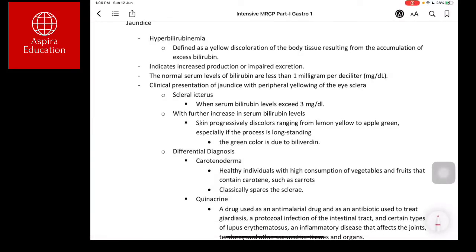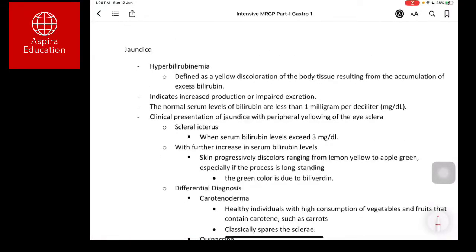Visible, okay. So jaundice, in common terms, is known as hyperbilirubinemia in technical terms. It is defined as yellow discoloration of the body tissue resulting from accumulation of excess bilirubin. Now, it only indicates that the production and excretion are out of balance. Either the production is high or the excretion is low. So the balance that exists between the synthesis and excretion is distorted.